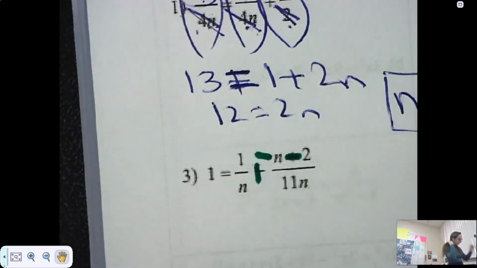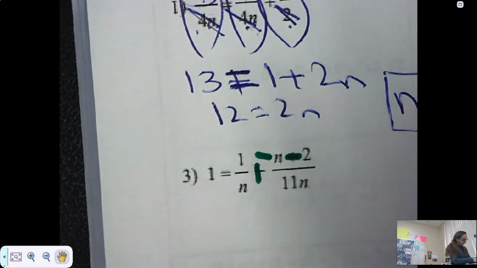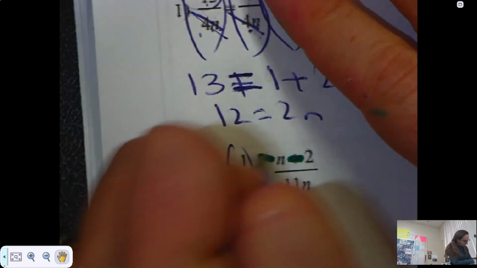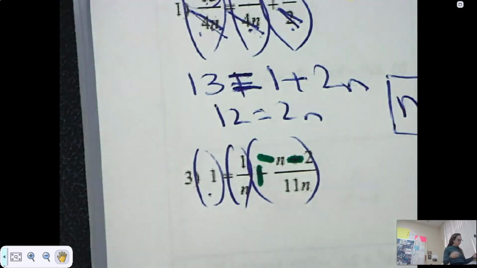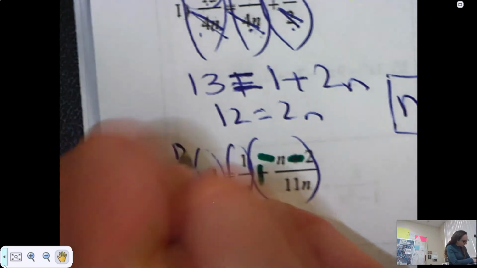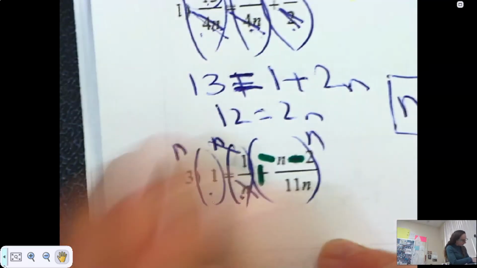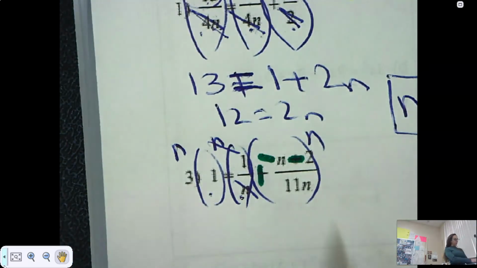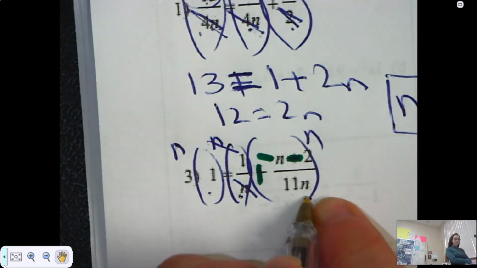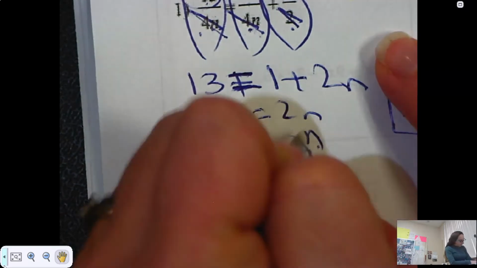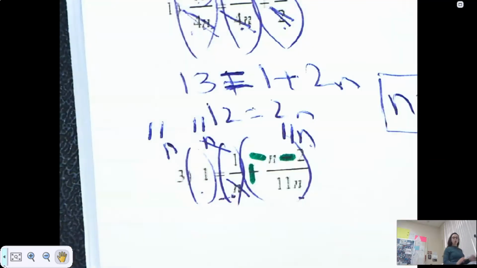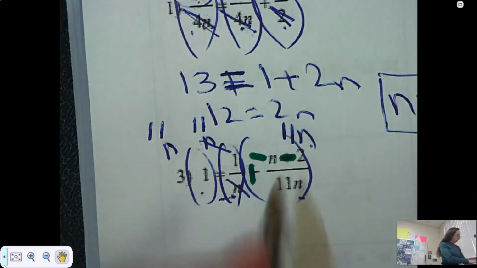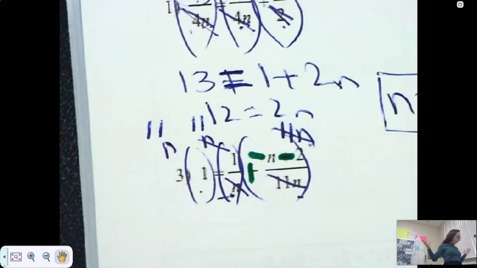Okay? So, now what am I going to do? My goal is to get rid of the bottom. So whatever I do to 1, I got to do to all. But I don't have a bottom on there. I don't have a denominator, so I'm good. Okay? Well, that is an n, so I give everything an n, and now that dude's taken care of. That's cool. Now, this has an 11n, but I already gave it an n, so all I have to do now is give an 11. Remember, it's all being multiplied. And now, top and bottom, gone.